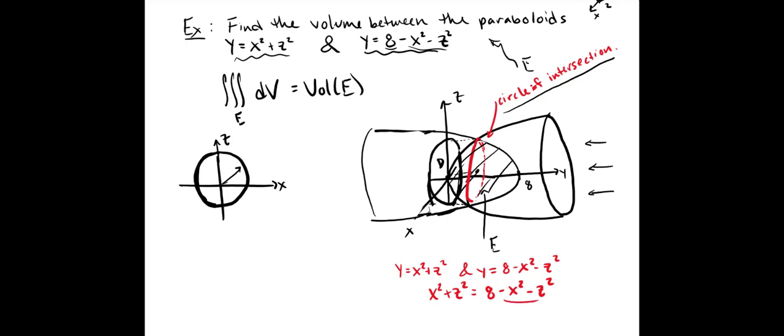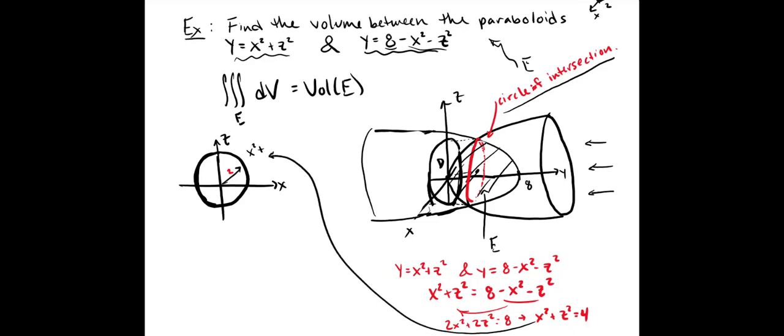Add the stuff on the right back over to the left side, and you get 2x squared plus 2z squared equals 8, which is x squared plus z squared equals 4. A circle centered at the origin, radius 2. So now we know everything about this circle. We know it has radius 2, which lets us write the equation of this thing. We actually have that down here. We have the equation of that footprint.